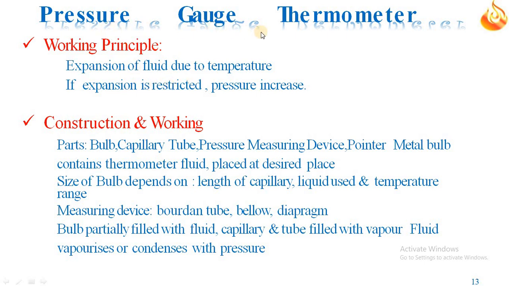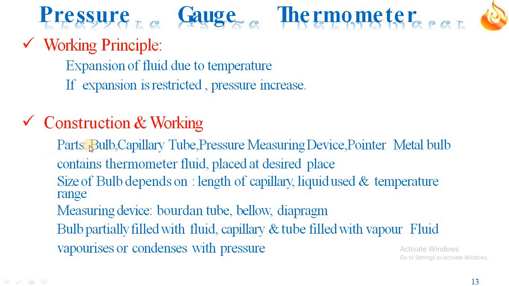Basically, pressure gauge thermometers are available in two types, that is a liquid pressure thermometer and a vapor pressure thermometer. This instrument is basically a combination of two instruments. One is the Bourdon tube pressure gauge, whereas the other one is the liquid-in-glass thermometer.